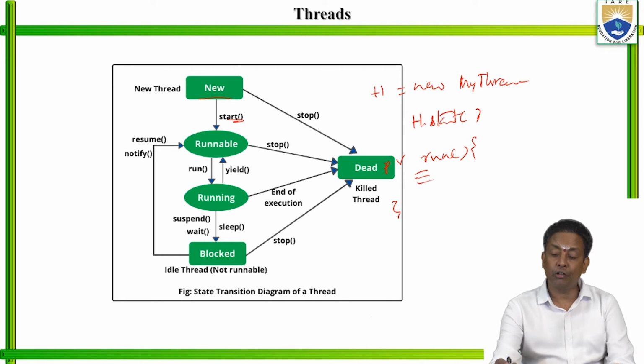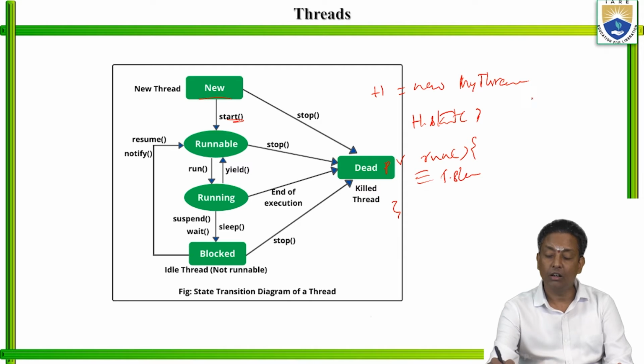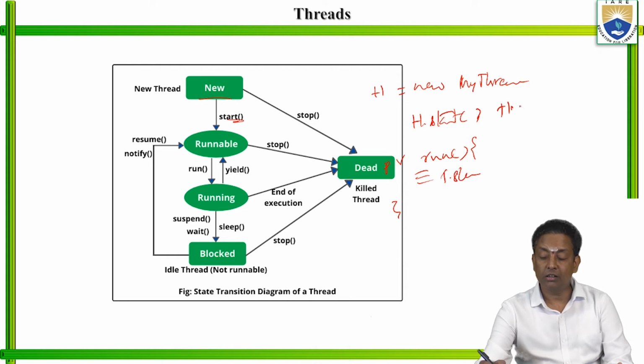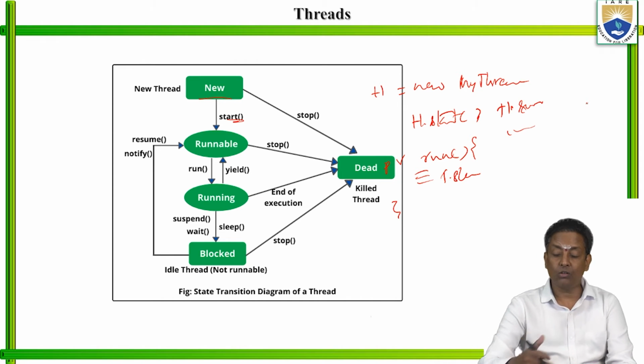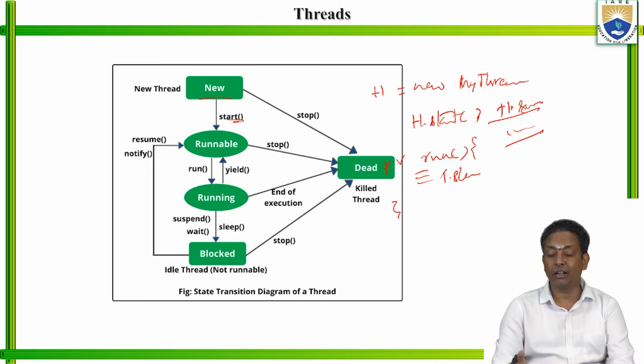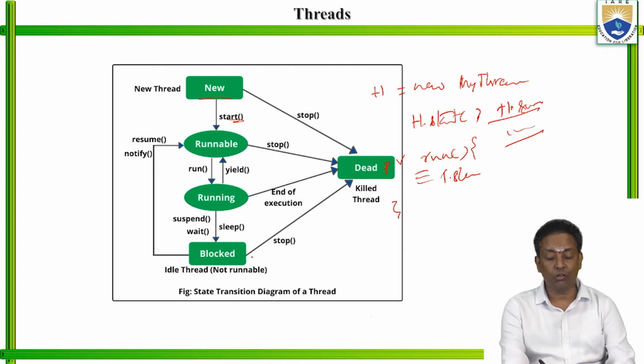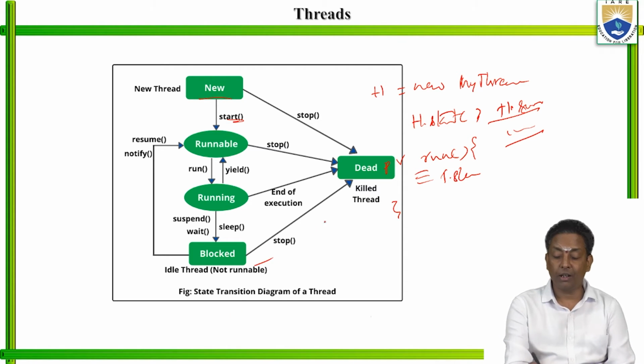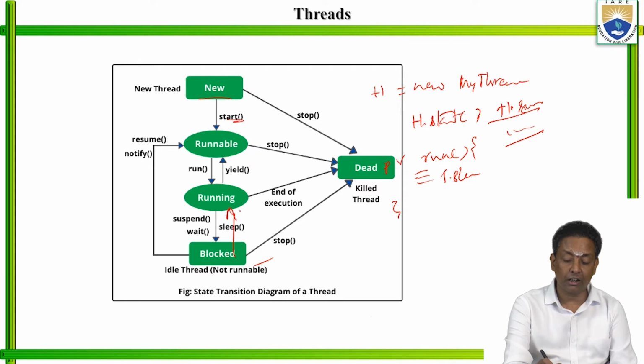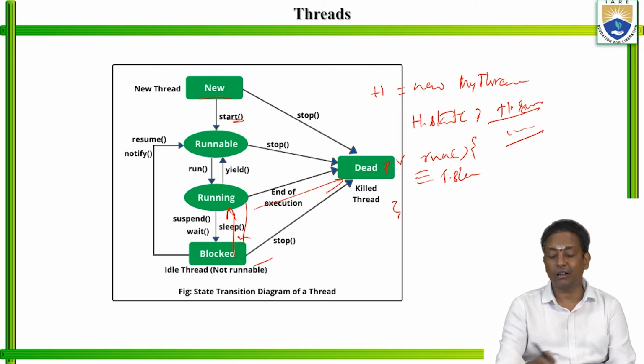From any point of view, if you call Thread.sleep in the run method, or from outside the thread you call suspend or wait on t1 and suspend the thread execution, then the thread will go to the blocked state. From the blocked state it will come back to the execution state. Once execution is completed, the thread will go to the dead state.